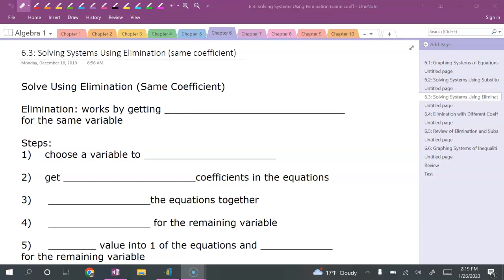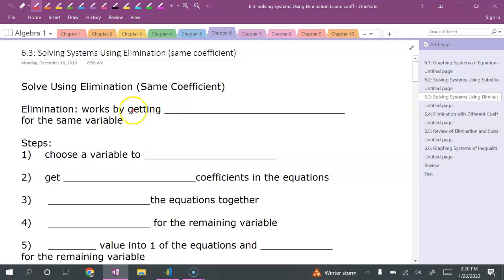Chapter 6, Section 3 is about solving systems of equations using elimination. And in this section, we're going to talk specifically about problems that have the same coefficient in front of your variables. Now remember that a coefficient would be the number that sits in front of the letter in the problem. So if there's a 2x in a problem, 2 would be considered the coefficient because it sits in front of the variable. When we're using elimination, this works by getting those coefficients to be opposite.